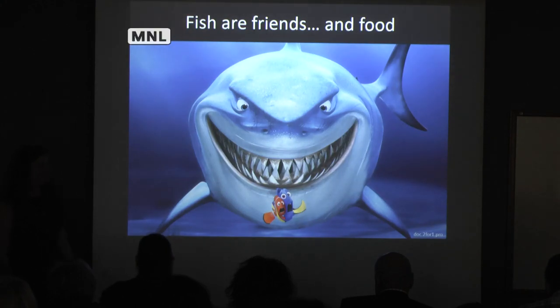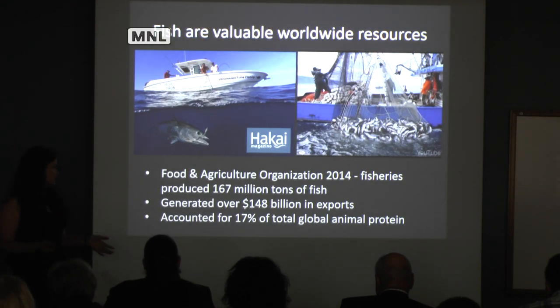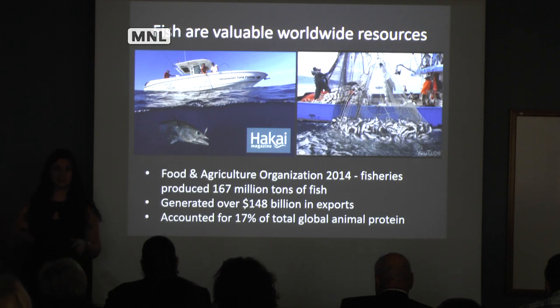To start with, we all know that fish are friends, but they're also food, okay? And so Nemo taught us this best. Also, their worldwide resource: the Food and Agriculture Organization in 2014 told us that 167 million tons of fish were produced around the world. And that generated over $148 billion in exports, and that accounted for about 17% of the total animal global protein. And so that's a pretty big deal.